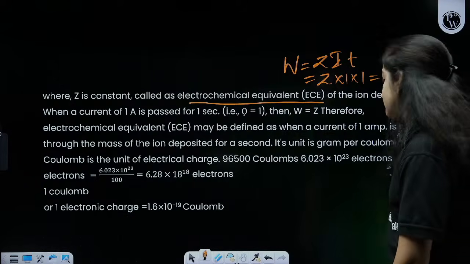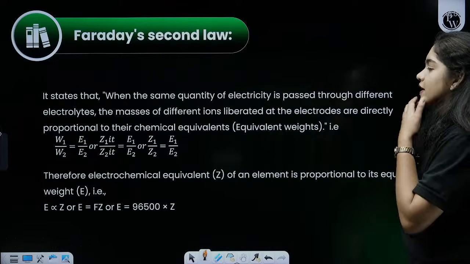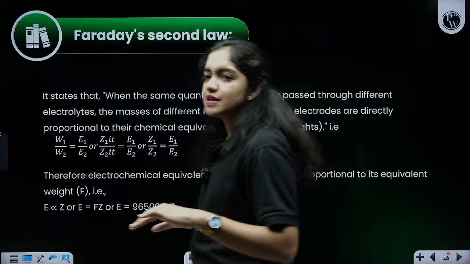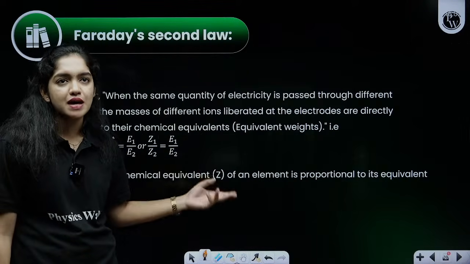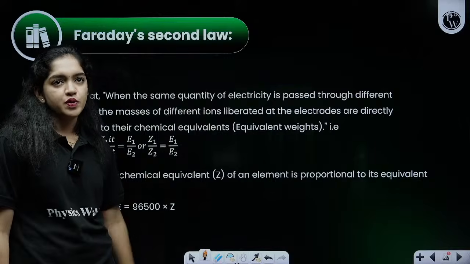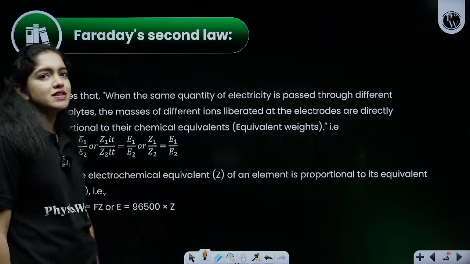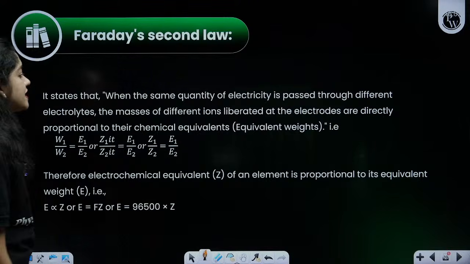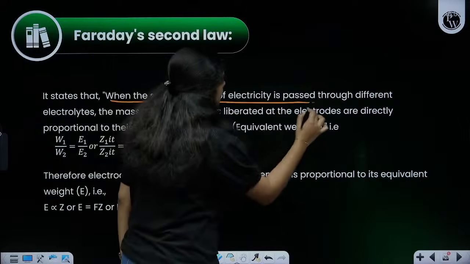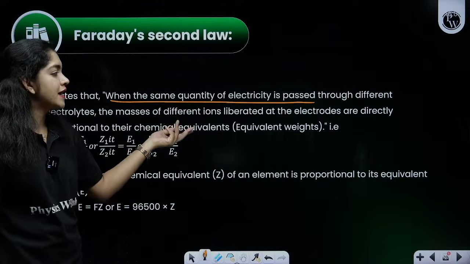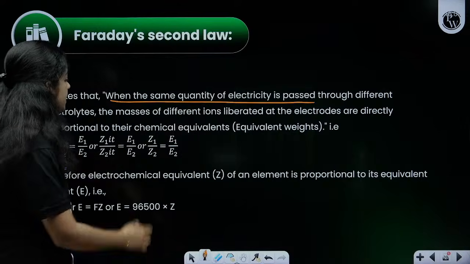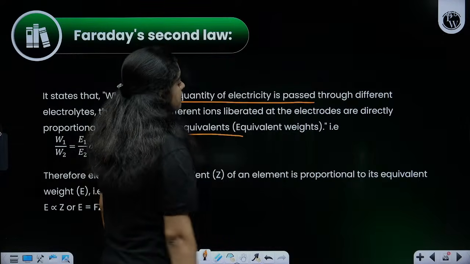Okay. Then we are going to the second law. The first law is clear: the mass of the ions deposited is directly proportional to the quantity of electricity passed. That is the first law. The second law: when the same quantity of electricity is passed through different electrolytes, the masses of different ions liberated at the electrodes are directly proportional to their chemical equivalent weights.